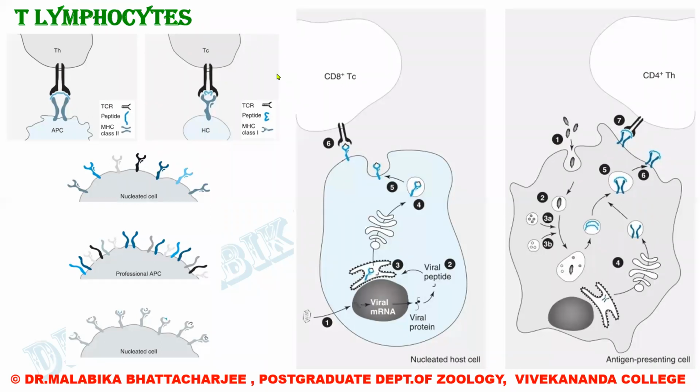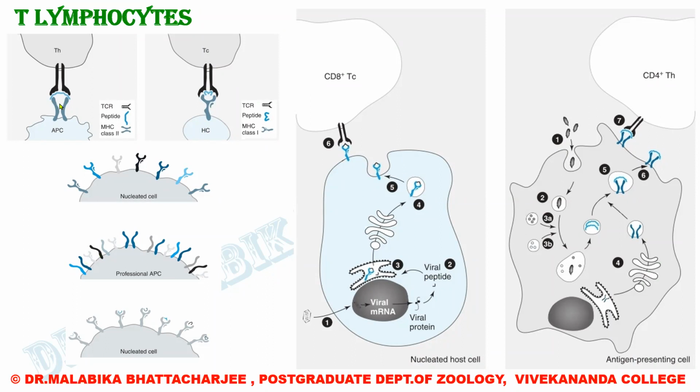Now, this is a basic mechanism of action of the T lymphocytes. We all know, I think you are very thorough with the fact that the T helper and the T cytotoxic cells recognize antigenic peptides when they're complexed with the MHC molecules. The antigen presenting cells, this is a picture, present both the MHC class 1 and the class 2 molecules.